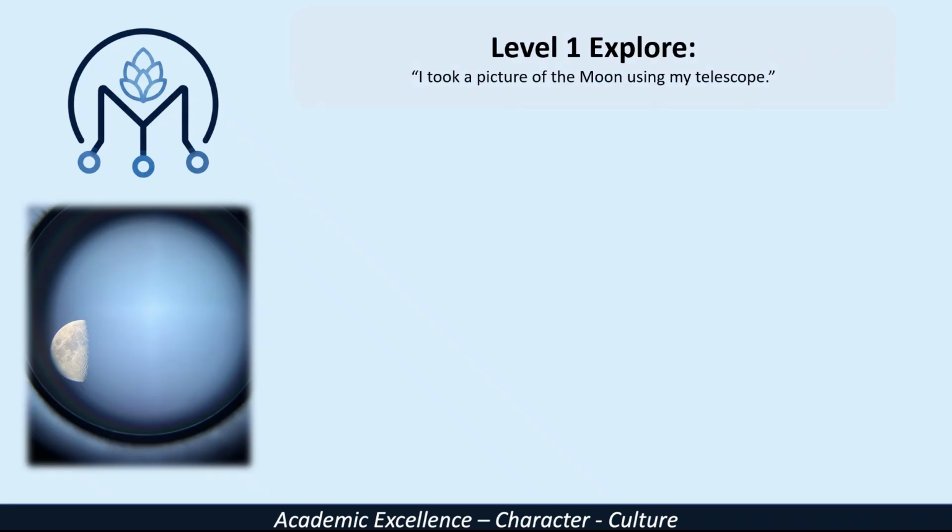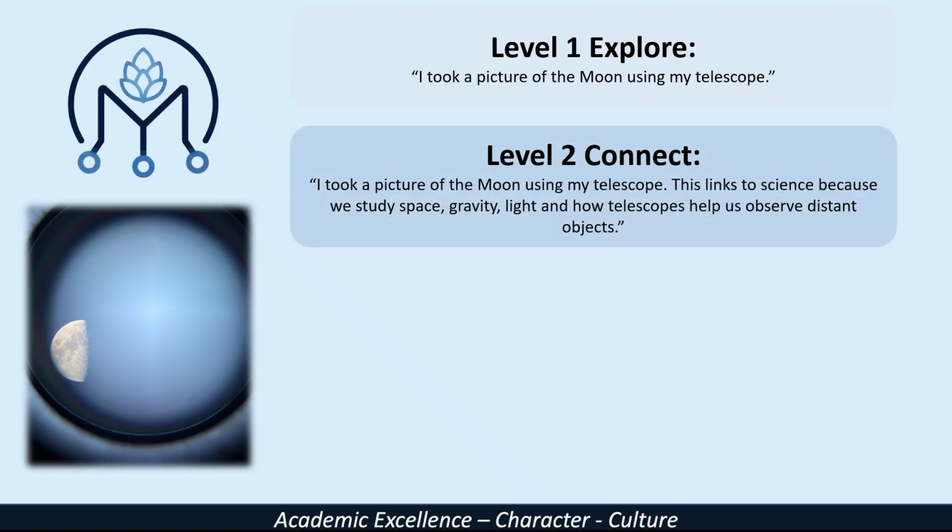The level 1 explore. I took a picture of the moon using my telescope. This is a good start. It shows curiosity. It shows that something was explored outside of the classroom. Level 2, connect. I took a picture of the moon using my telescope. This links to science because we study space, gravity, light, and how telescopes help us observe distant objects. This is stronger. Now the image is not just a picture, it's been connected to a subject.